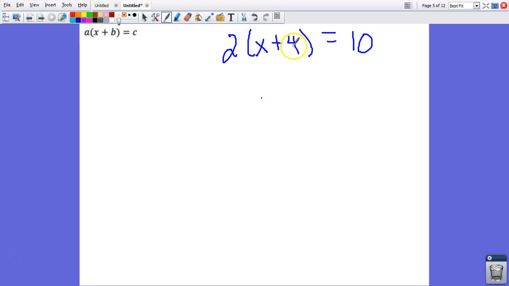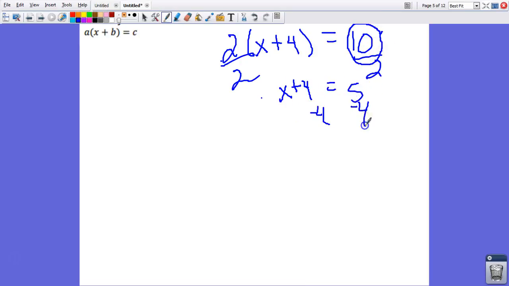You can either distribute, or in this case, since I just have one term over here, we can divide both sides by 2. Since 10 is divisible by 2, let's go ahead and do that. So we'll divide both sides by 2 first. Then we have x plus 4 left over is equal to 5 minus 4, minus 4. In our one with real numbers, we have x equals 1.